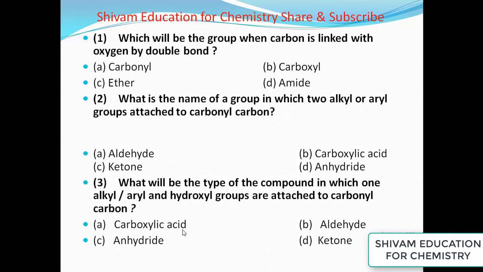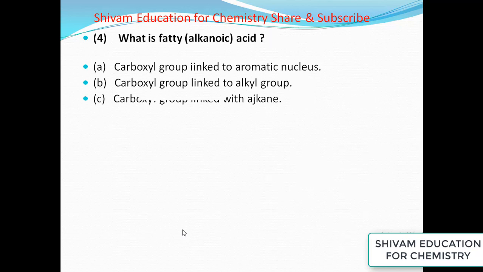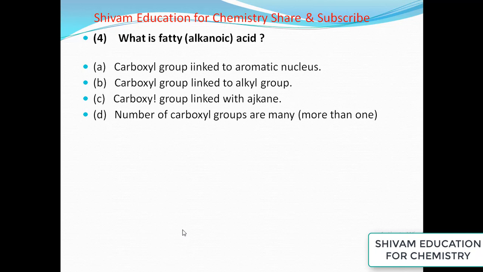Now question number 4. What is fatty acid, or it is also known as arachidonic acid? Options are given here. Now when carboxyl group is attached with alkyl chain, then it is known as a fatty acid. So here it is given that carboxyl group is linked with an alkyl chain. So the answer is B. When carboxyl group is linked to alkyl group, it is known as a fatty acid.